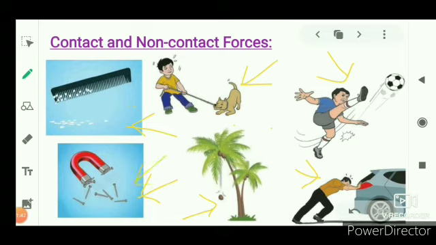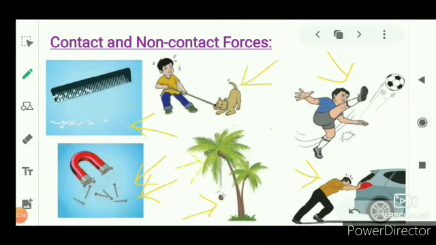In the second figure also, iron nails are attracted by the magnet. So is there direct contact between the nails and the magnet? No, there is no direct contact between the magnet and the nails. The magnet is not touching the nails, but the nails are attracted by the magnet, so there is some force and they are pulled towards the magnet. Such a type of force is called a non-contact force. So magnetic force is an example of non-contact force.